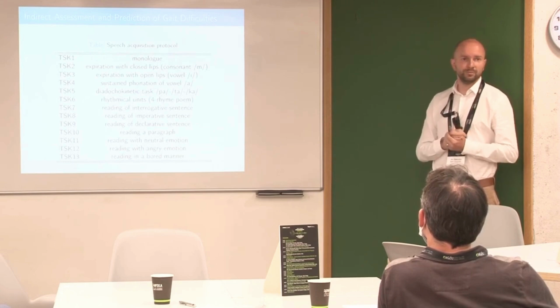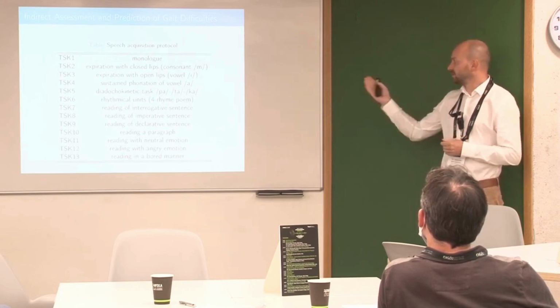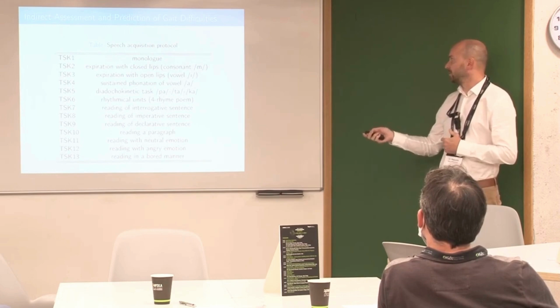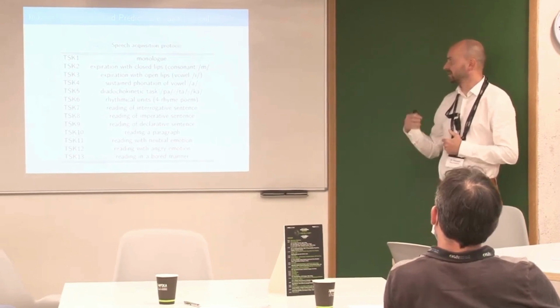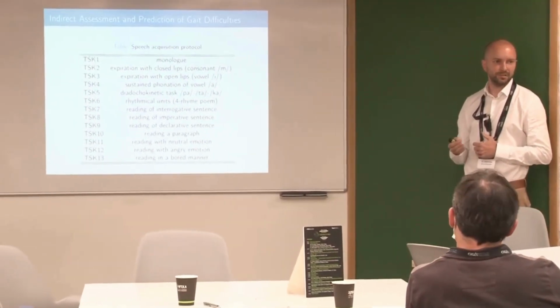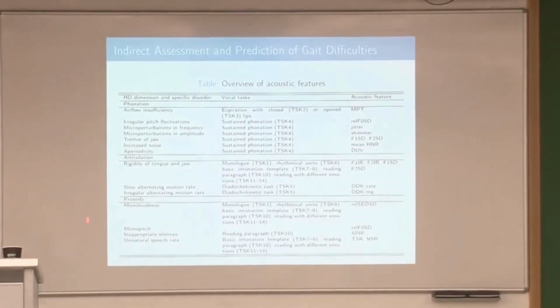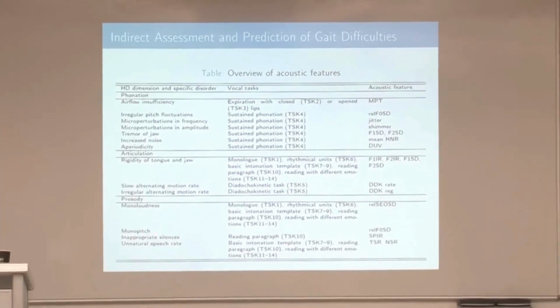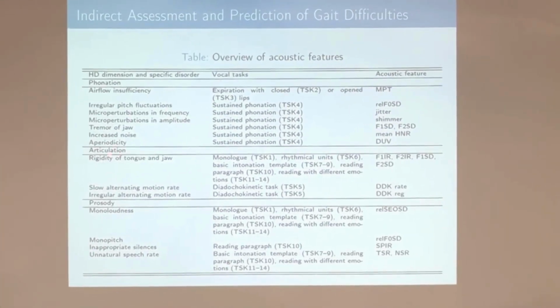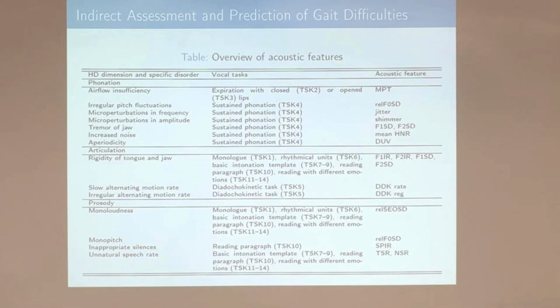Regarding the speech acquisition protocol, we use this complex protocol again, where we have monologue, some expiration tasks, diadochokinetic tasks, some reading tasks, etc. These are specific disorders that we were quantifying. So again, for instance, aperiodicity, airflow insufficiency, monoloudness, monopitch, unnatural speech rate, etc. Using very simple measures like fundamental frequency, jitter, shimmer, some formant frequencies, etc.